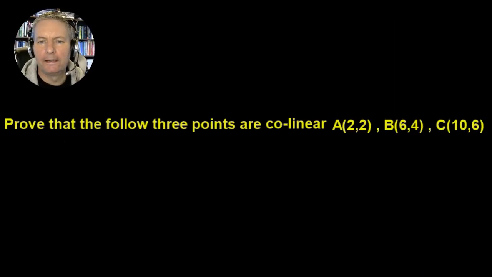So why don't you go ahead and try this one for yourself? Prove that the following 3 points are collinear. A, the point (2, 2), B (6, 4), and C (10, 6). Now this is just the same as the previous example. Now whenever you've worked through and proven it, you can always take these points and put them in the graphical calculator and just check and see whether they do sit in a straight line.